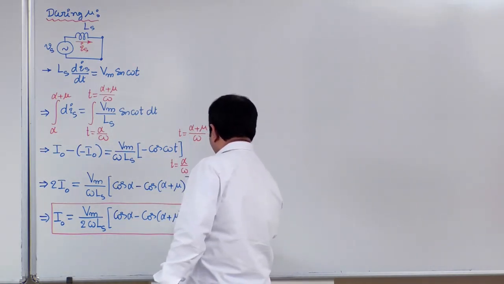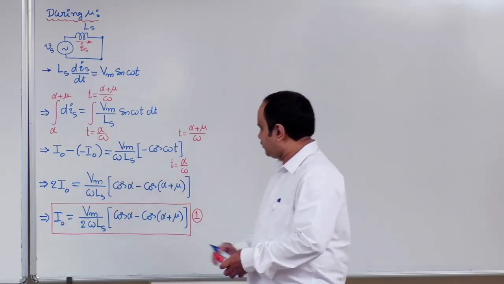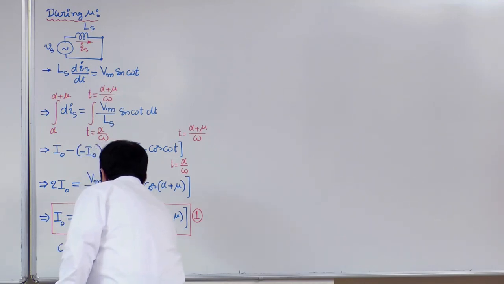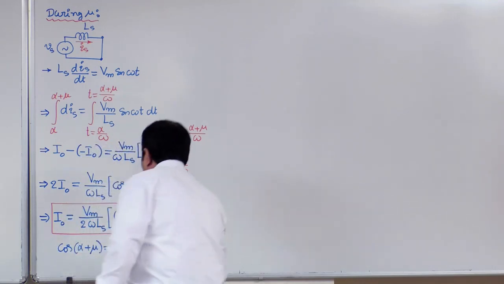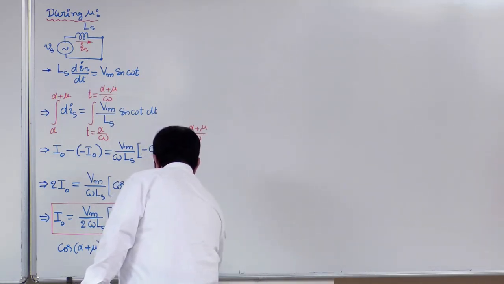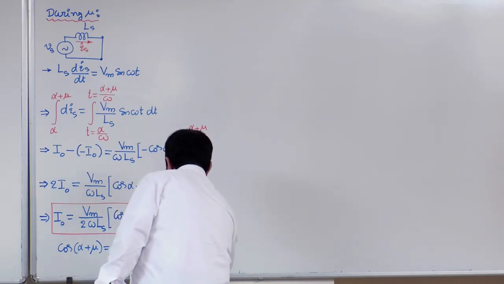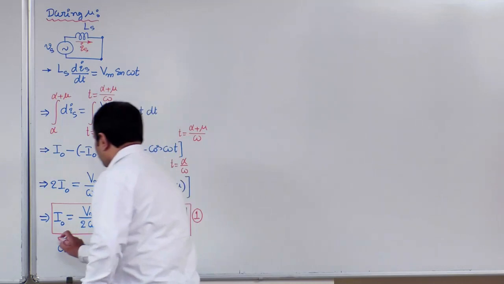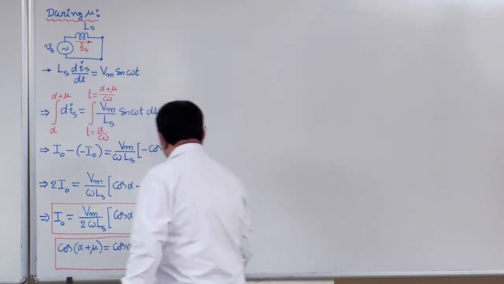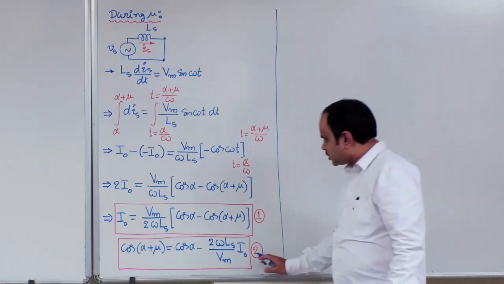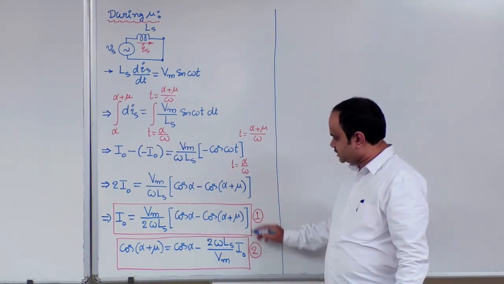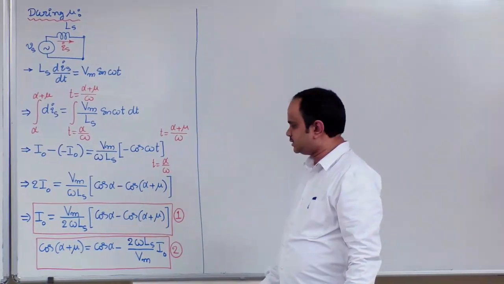Let me write, this is equation number 1. From this equation we can also write cos of alpha plus mu is equal to cos alpha minus 2 omega Ls divided by Vm into I naught. Now let us call this equation number 2. So these are the equations related to the output current.